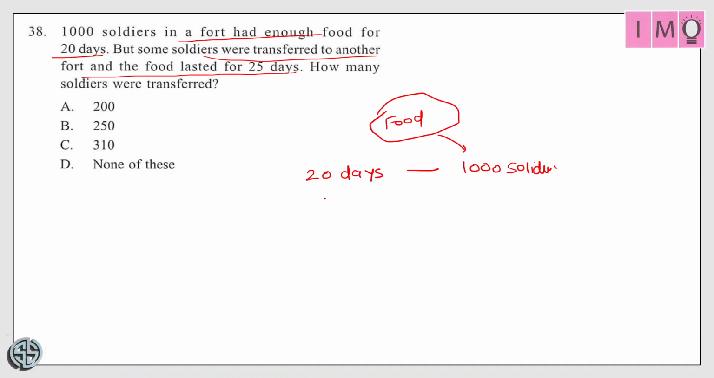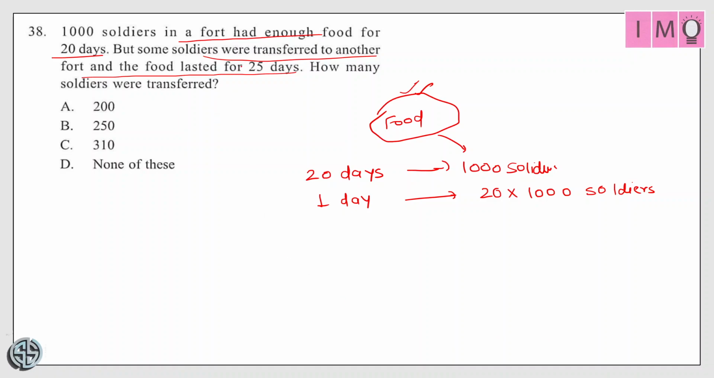So can you tell me how many soldiers will be required if I want to finish the same amount of food in one day? If that amount of food is eaten by 1000 soldiers and lasts for 20 days, and I want to empty the whole food in only one day, then definitely more soldiers will be required, and it will be equal to 20 into 1000, meaning I have to multiply that, right? So that number of soldiers will be required.